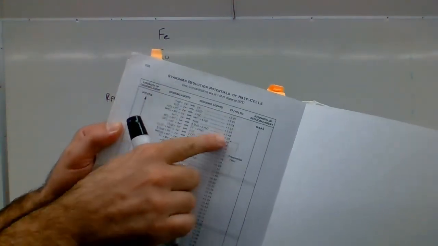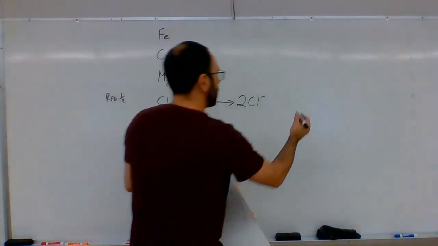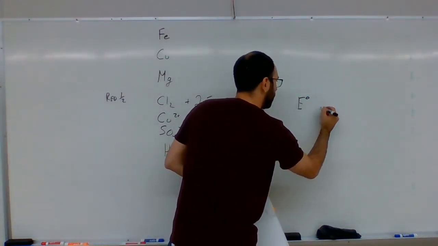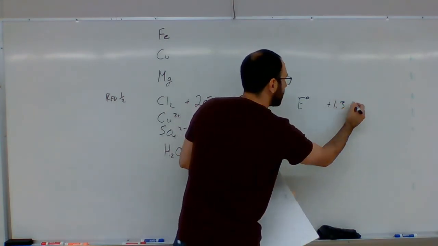It's the highest value up on the chart, the highest voltage, and that one's going to give us an E naught of plus 1.36.